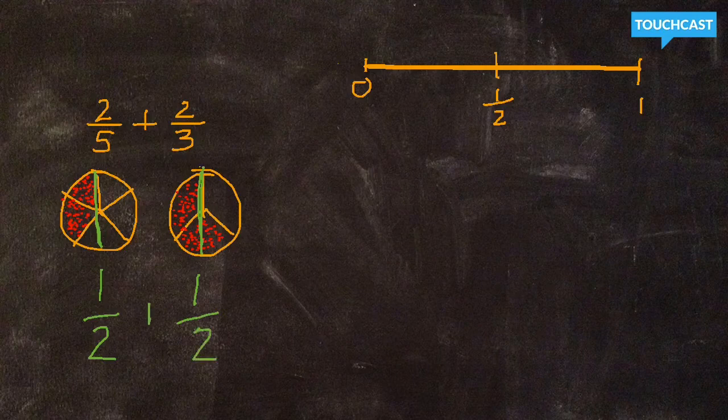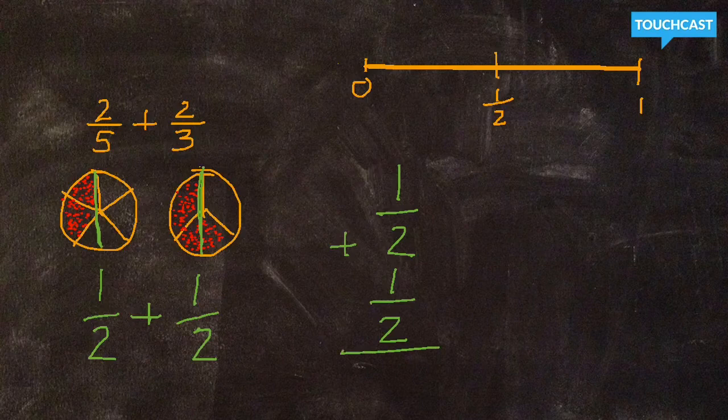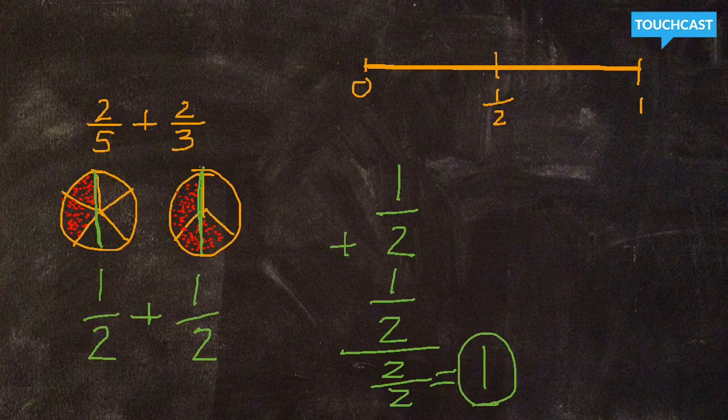So now we can go ahead and estimate and add up our fractions. 1/2 plus 1/2. Our denominators are the same. So 1 plus 1 is 2. The denominator stays the same. This is considered an improper fraction, and we know that when the numerator and the denominator are the same, that will equal 1 whole. And that is your final answer.